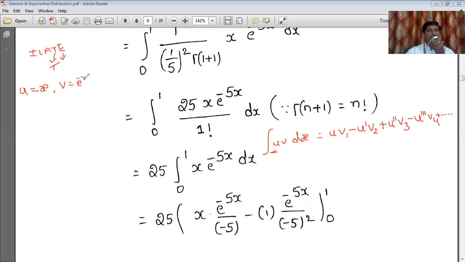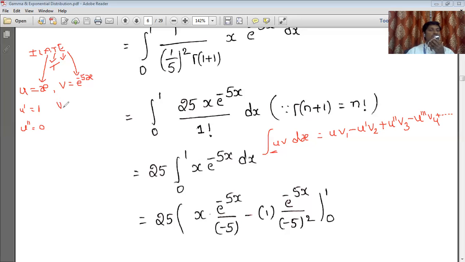Okay, so if we are taking ILATE also, same thing, algebraic is the first to come, so for that we are choosing x, and next exponential we are getting as the next term. So u is equal to x and v is equal to e power minus 5x. Now we are going to apply derivatives for this. So u dash is nothing but the derivative of x, which is 1. And next, if you apply the derivative again, we will get 0. Okay, so it means it is the terminating one.